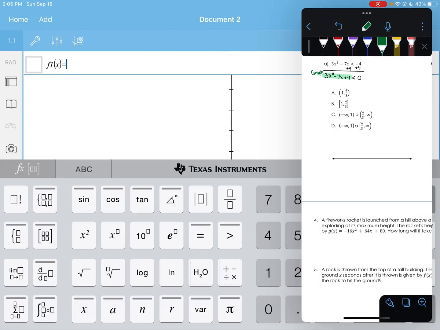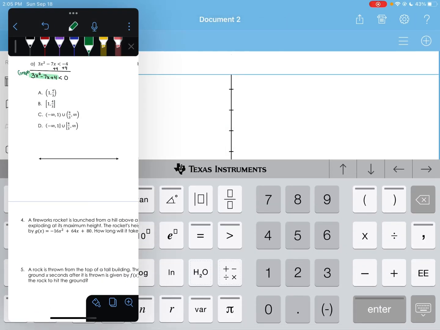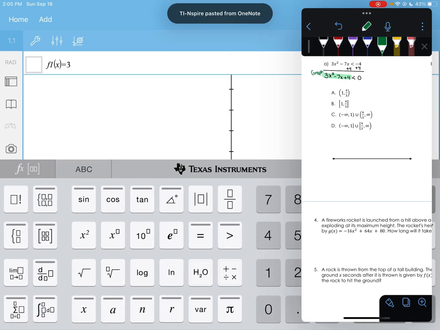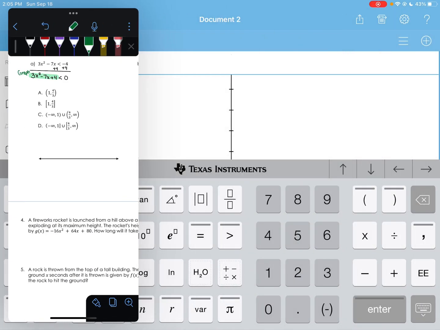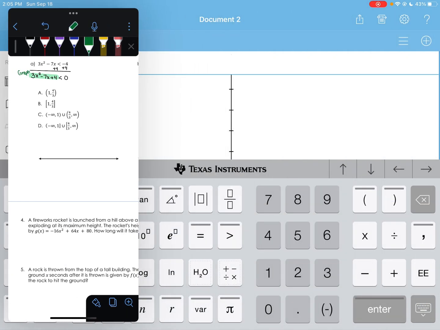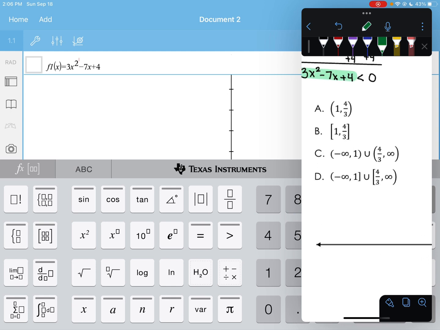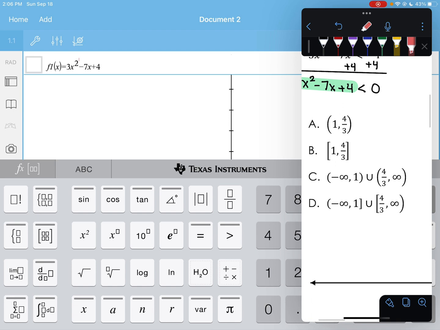So we have 3x squared minus 7x plus 4. You don't have to worry about the inequality sign, and make sure it's a 3x squared minus 7x plus 4. What we are looking for is when the y values are less than 0.